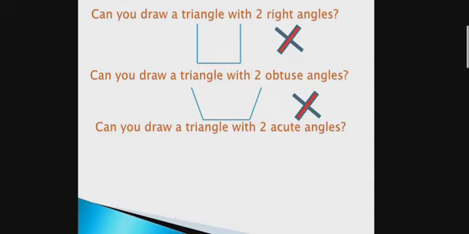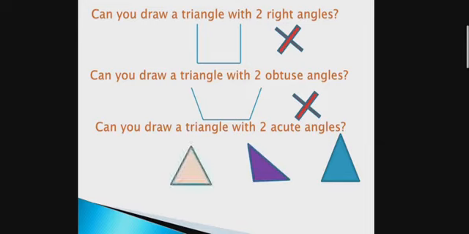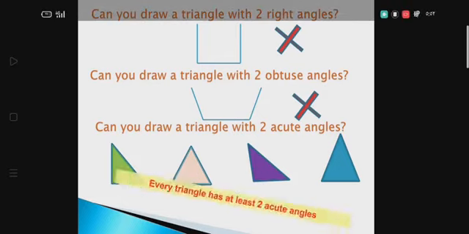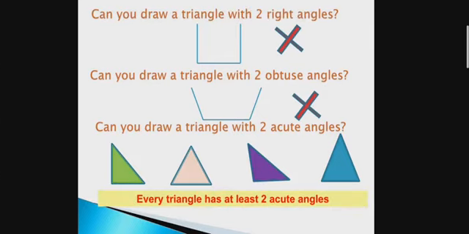But can you draw a triangle with two acute angles? Of course you can. Look at this triangle. There are three acute angles. And this one has two acute angles and one obtuse angle. And here there are three acute angles. And this triangle has two acute angles and one right angle. So it is very important to note that every triangle has at least two acute angles, and there can be three acute angles in the same triangle.